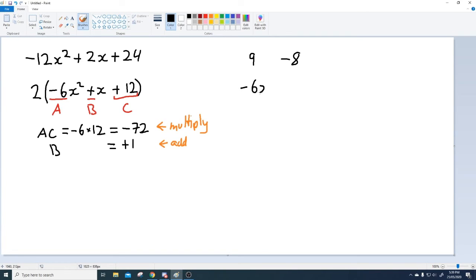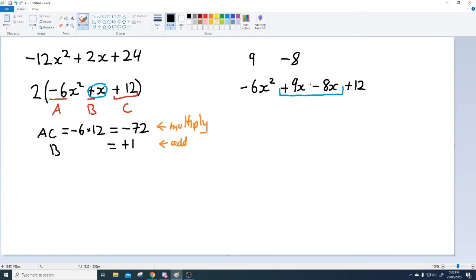Negative 6x squared plus 9x minus 8x plus 12. So all I've done, let me just pick a different color, is split up my middle plus 1x into positive 9x and negative 8x. That is still the same. We haven't done anything crazy with it.